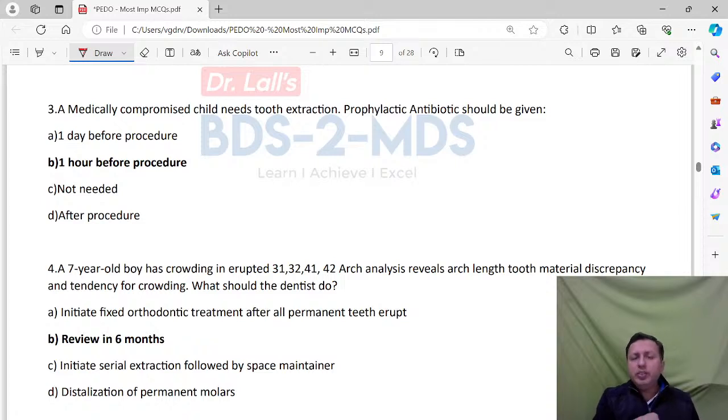See, sevoflurane is generally considered to be the safest form of anesthesia, especially when we are doing general anesthesia. Definitely it's an expensive thing, but if you consider the safety point of view, nothing is safer than sevoflurane.